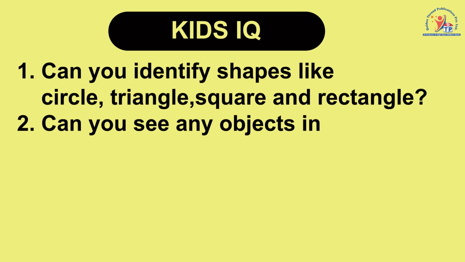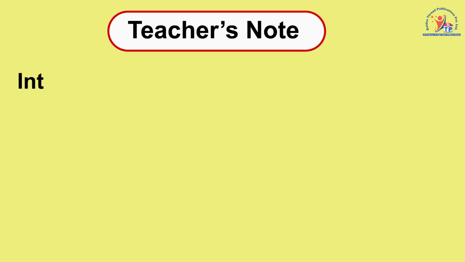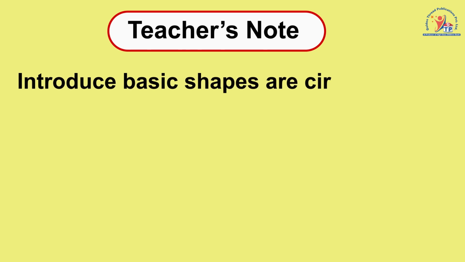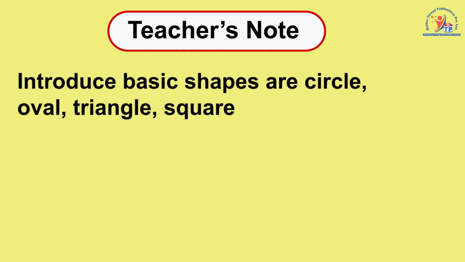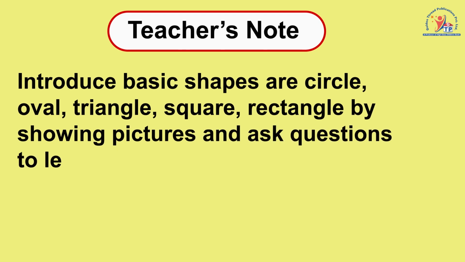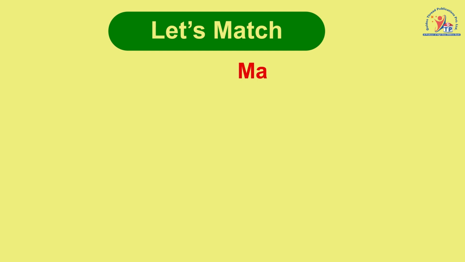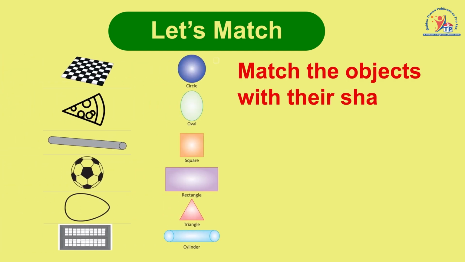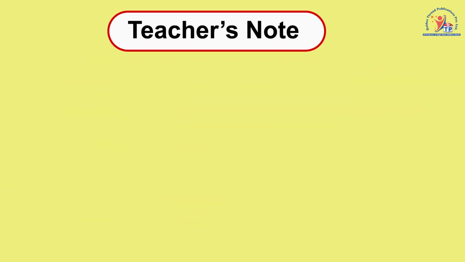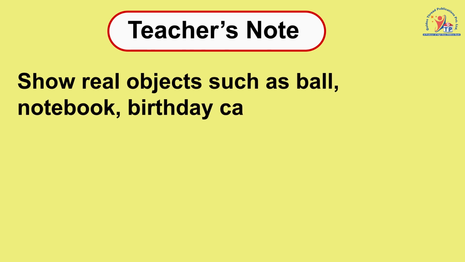2. Can you see any object in your class of these shapes? Teacher's note. Introduce basic shapes: circle, oval, triangle, square, rectangle by showing pictures and ask questions to let them identify shapes. Let's match. Match the objects with their shapes. Teacher's note. Show real objects such as ball, notebook, birthday cap, pencil, etc.